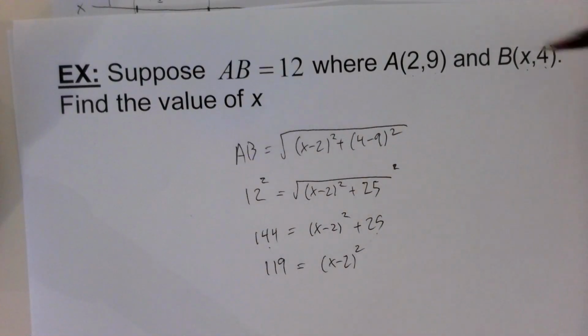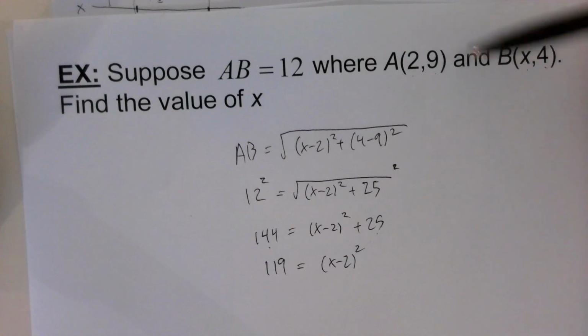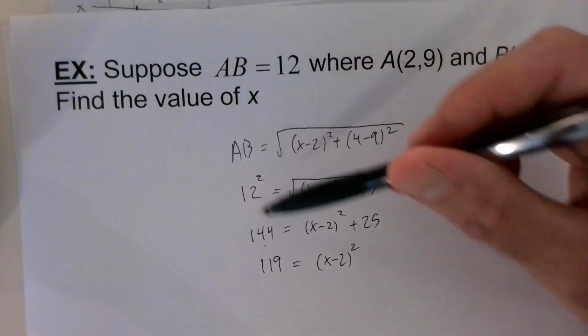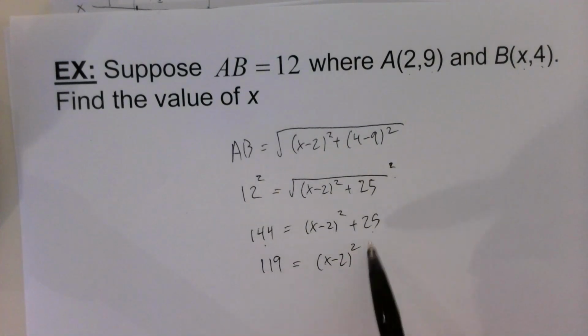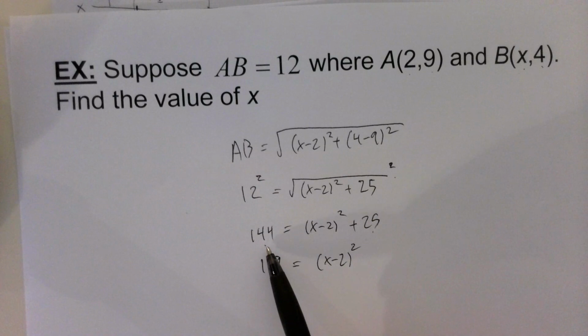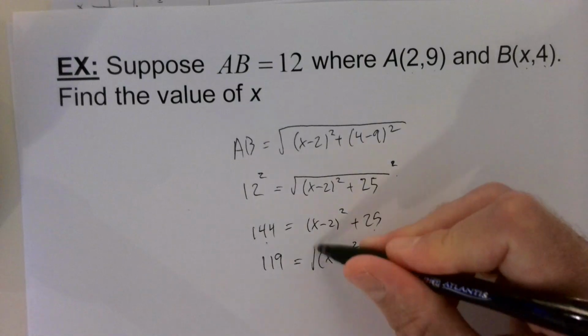Make sure I did everything right so far. X minus 2 all squared, yep. 4 minus 9 all squared, that's 25. 12 squared is 144. Alright, take away 25 from there. Yeah, right. 119. Okay. So from here we want to take the square root on both sides.